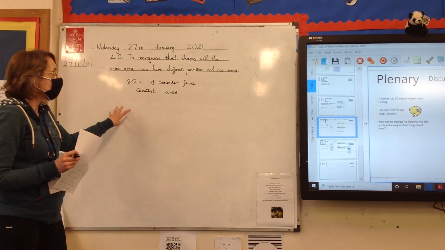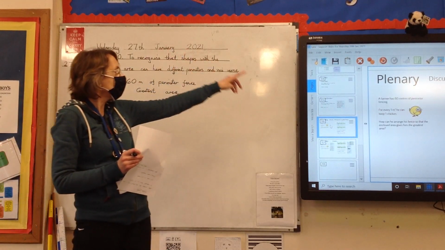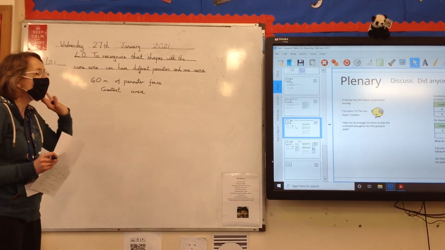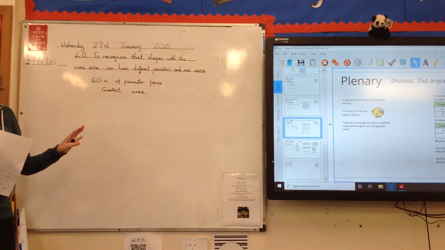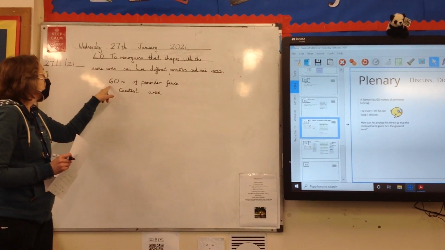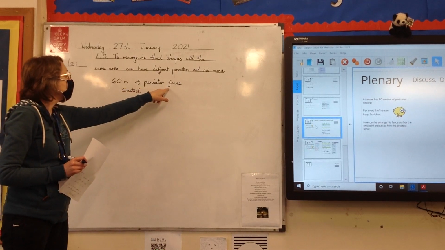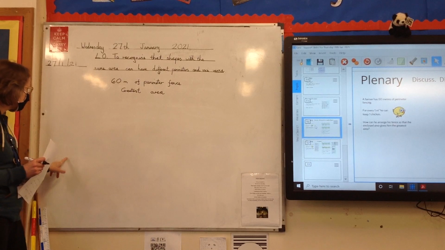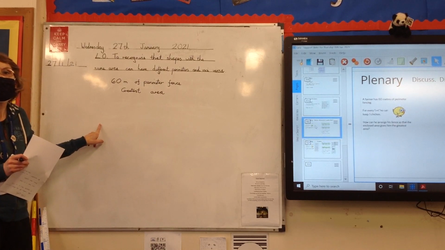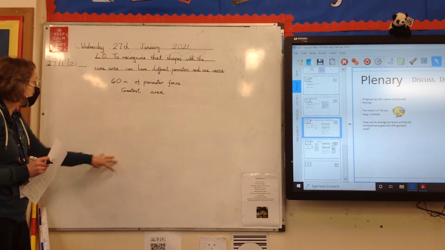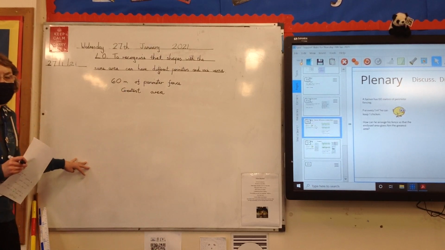So, the last bit, our plenary: we've got a farmer who wants to keep chickens, and he wants to keep the largest number of chickens he can, so he wants a field with the largest area. He's got 60 metres of perimeter fence, so 60 metres all the way around, in total. And we've got to find the way in which you can arrange that, given the biggest area in the middle.